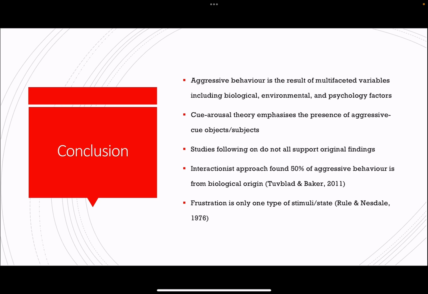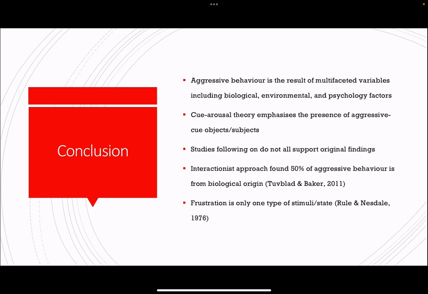Because of this, it is important to view aggression from an interactionist approach, a culmination of nature and nurture. One study found that half of aggressive behaviors can be explained by biological factors. This statistic in itself reduces the validity of the cue arousal theory. Furthermore, not all studies supported the original findings, but this is more likely due to demand characteristics. But if all variables are controlled, then the original findings are often replicated.